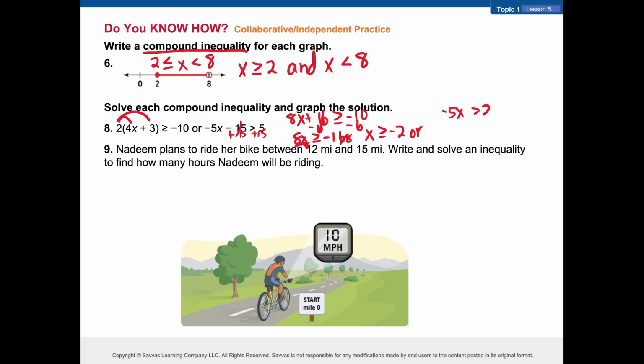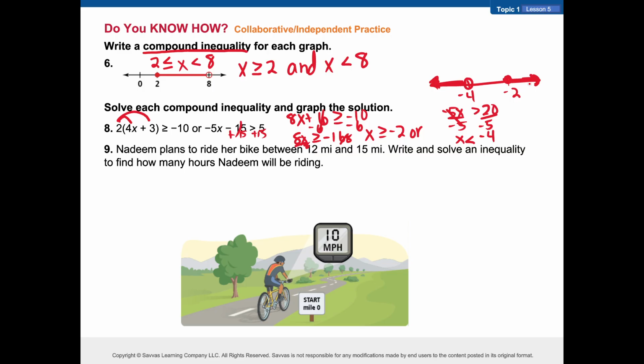Negative 5x is greater than 20. Divide by a negative 5. Because we're dividing by a negative, x is less than negative 4. So to graph it, negative 4 is smaller, negative 2 is bigger, negative 2 has a closed circle, negative 4 has an open circle. Numbers less than negative 4 are to the left, numbers greater than negative 2 are to the right.